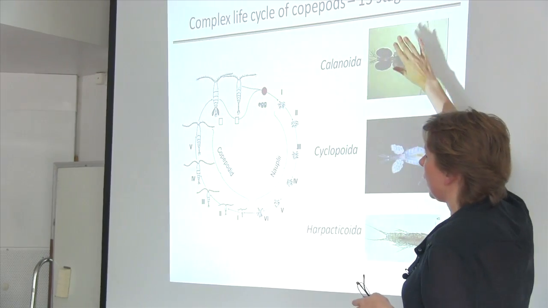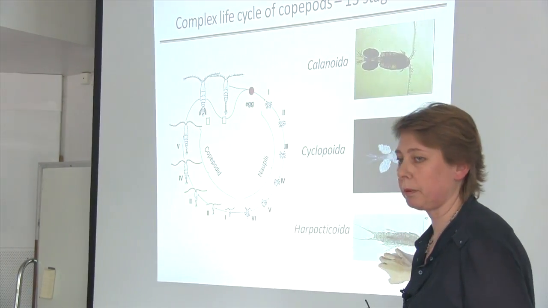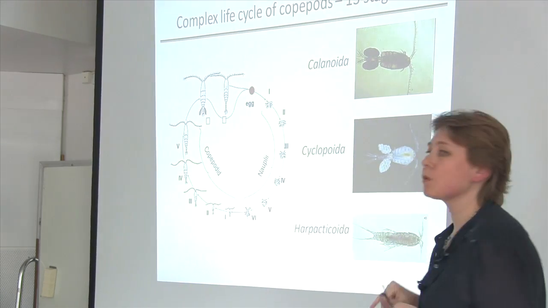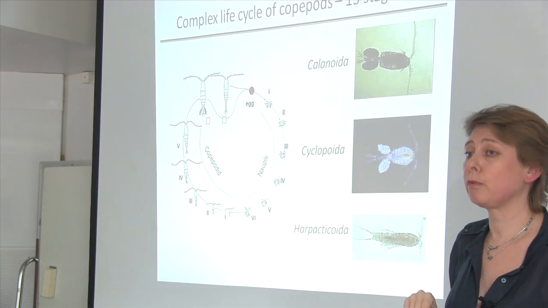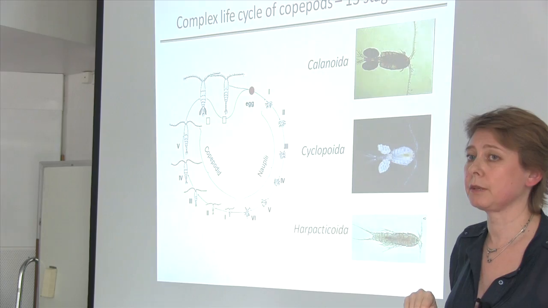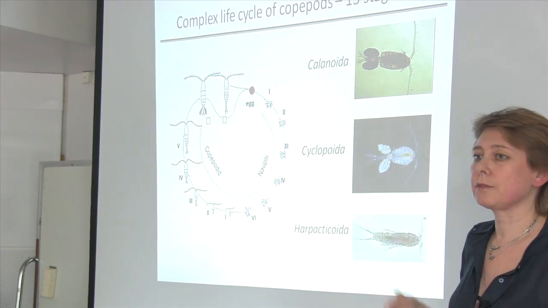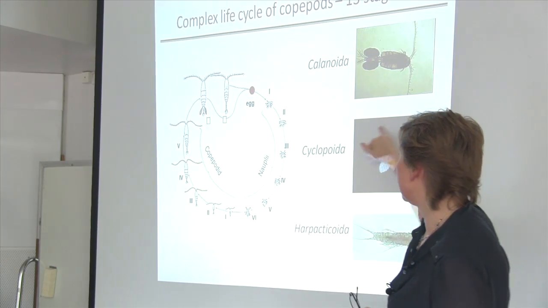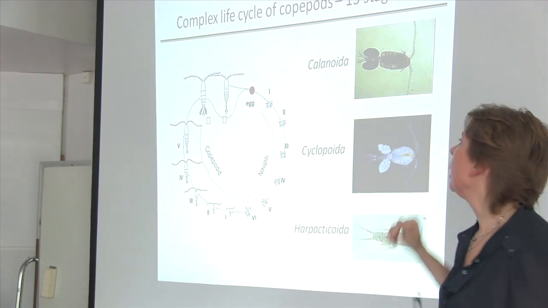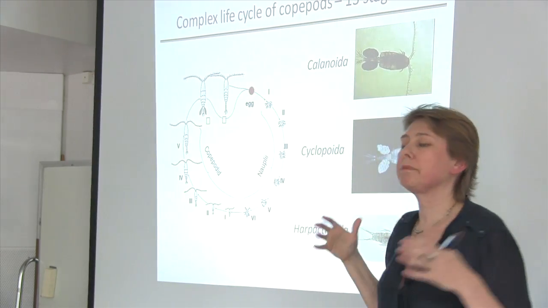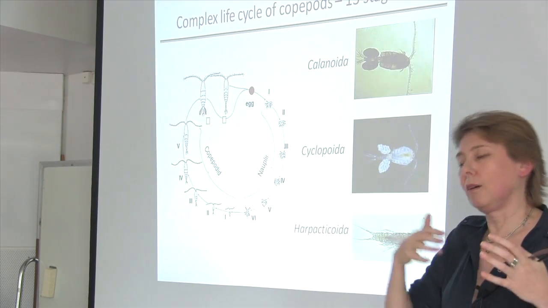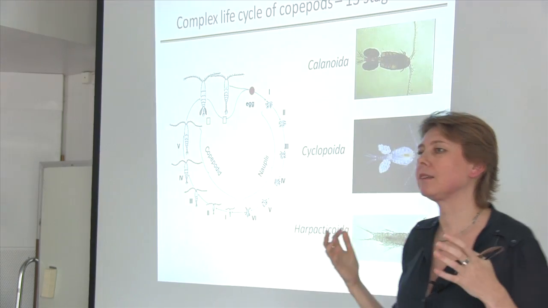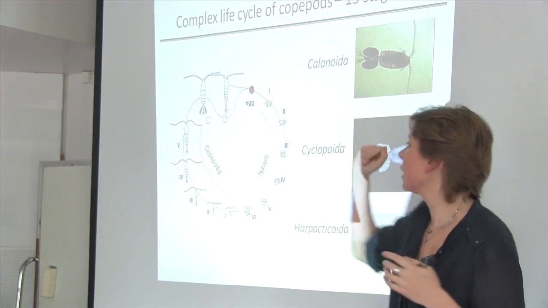And this goes for calanoid, cyclopoid, and harpacticoid copepods. Those are subclasses of the copepod class. Harpacticoids are mostly benthic animals, but there are also planktonic species of harpacticoids that could be found even in the Landsort Deep area, so pretty far from the bottom. Calanoids are mostly considered as herbivorous, although they can feed on ciliates and heterotrophic nanoflagellates and other heterotrophic components of the plankton.